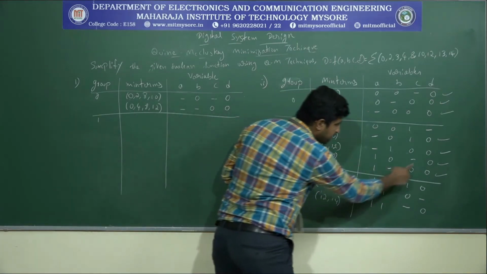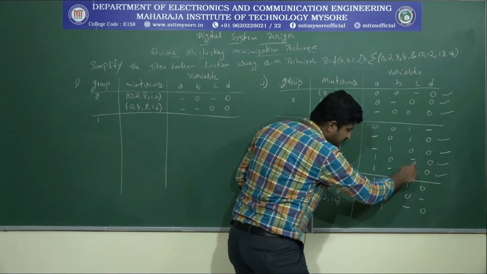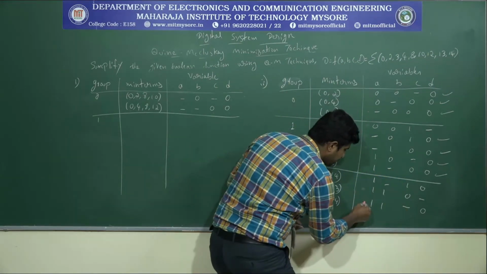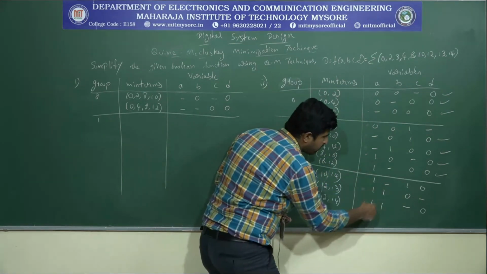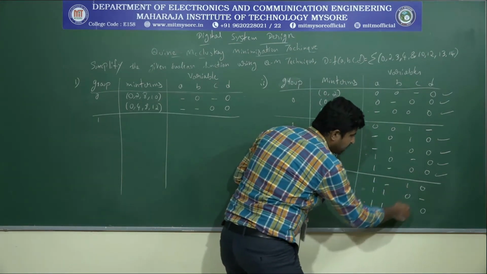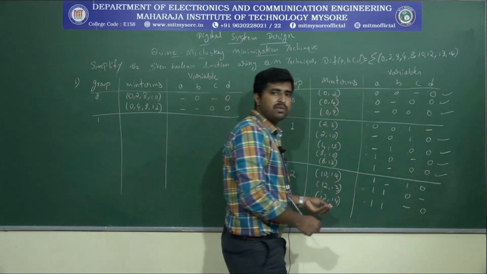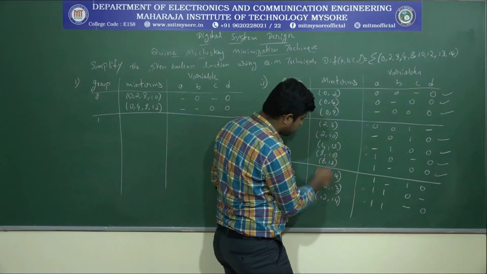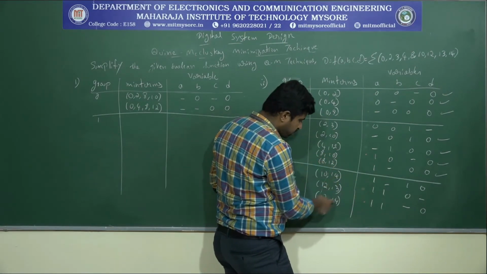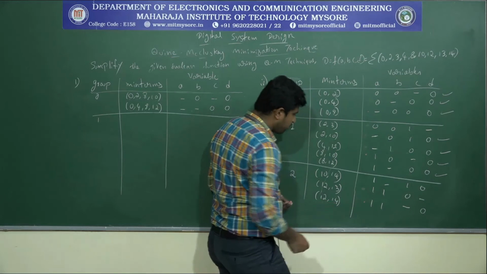Next, 8, 10. So the C position is a dash here. So the possible comparison is with this one. This can be compared with 1, 1, 0, 1, dash, dash, 0, 0. So that means we can group these two. So 8, 10 can be grouped with 12, 14.